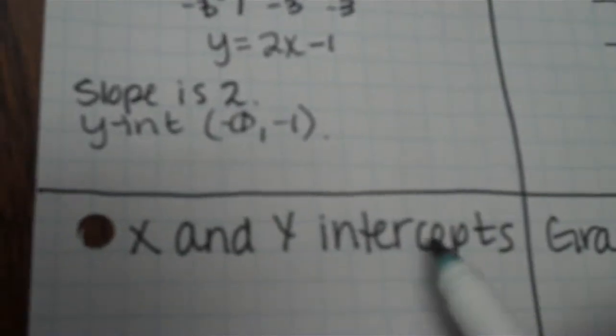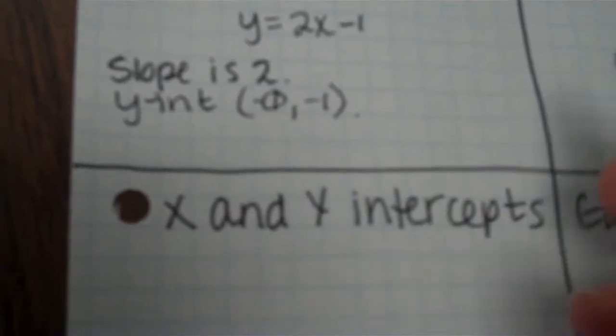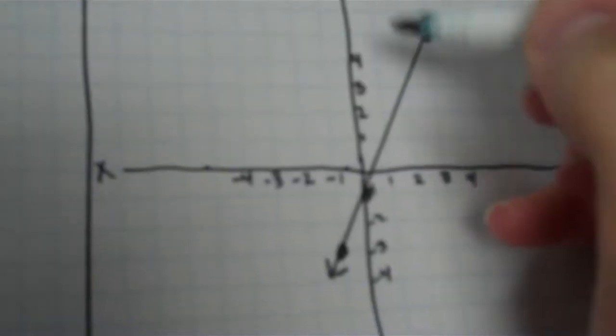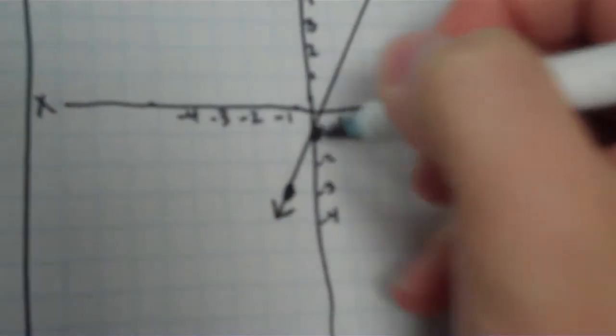Then x and y intercepts. So first of all, you already know the y-intercept. So the y-intercept is 0, -1, right? We already figured that out. So the y-intercept is 0, -1. And we can also tell that from the graph. It goes right here at -1. The x-intercept's harder to see because it kind of goes mid-between. So we're going to solve for it.